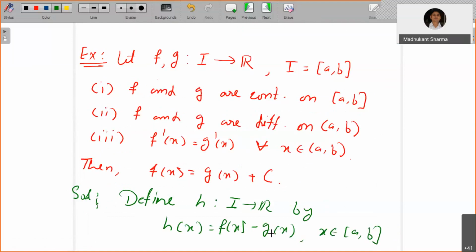Since the sum of two continuous functions is continuous, the difference of two continuous functions is continuous. Then clearly h is continuous on the closed interval AB, h is differentiable on the open interval AB, and the derivative is 0 on the open interval AB. Then you can apply the previous result that h must be a constant function, and h of x equals c implies f of x and g of x differ only by a constant. Okay, right.